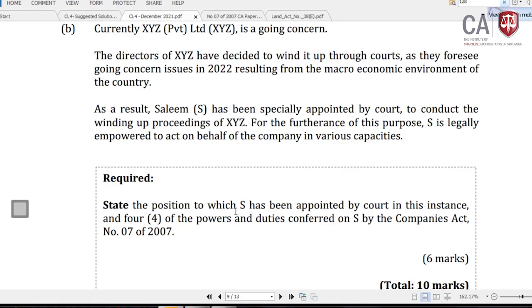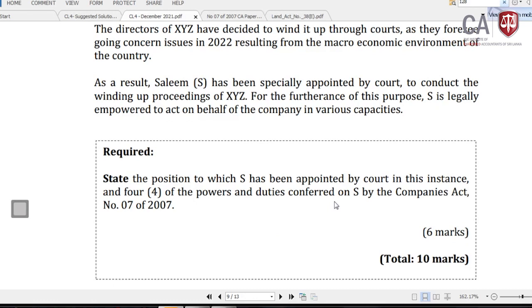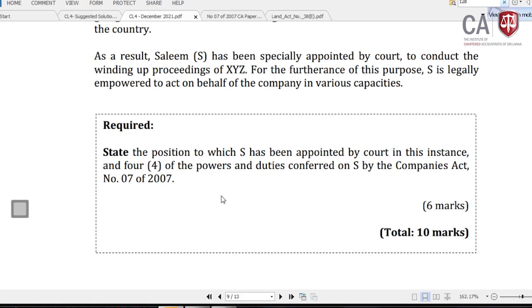Required: state the position to which S has been appointed by court in this instance. What is the position that he is holding in the company? He is holding the position of a liquidator, and state 4 of the powers and duties conferred on a liquidator by the Companies Act number 7 of 2007. So, again, once you identify that they are referring to the position of a liquidator, then if you know the relevant sections, from there you can gather the powers attributable to a liquidator and you can easily score 6 marks in this situation.